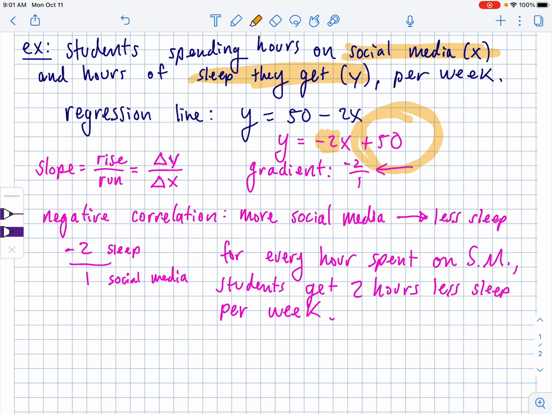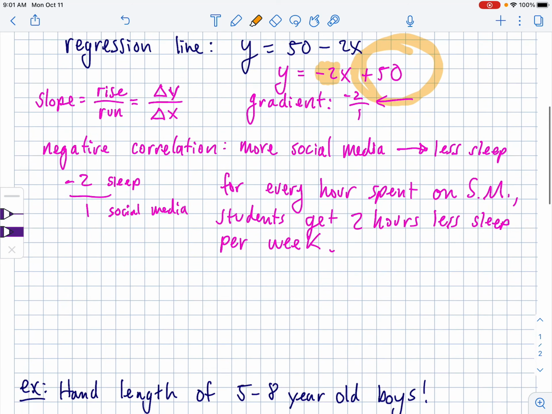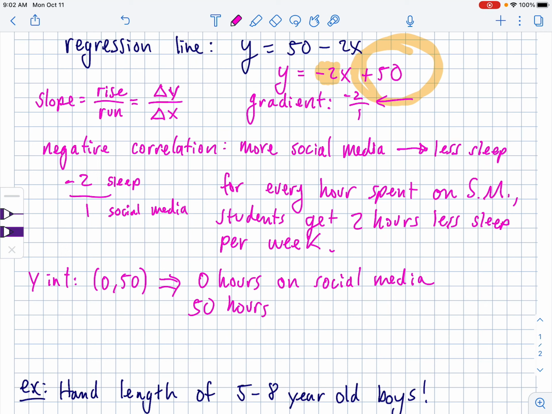So that was me interpreting the gradient, negative 2 over 1, but now we need to interpret the y-intercept. Now the y-intercept is 50. That's when you make x 0, you get a y of 50. Now remember, x is social media and y is sleep. So the y-intercept is (0, 50). But what this means, the interpretation within the context of the problem, is that 0 hours on social media is 50 hours of sleep.